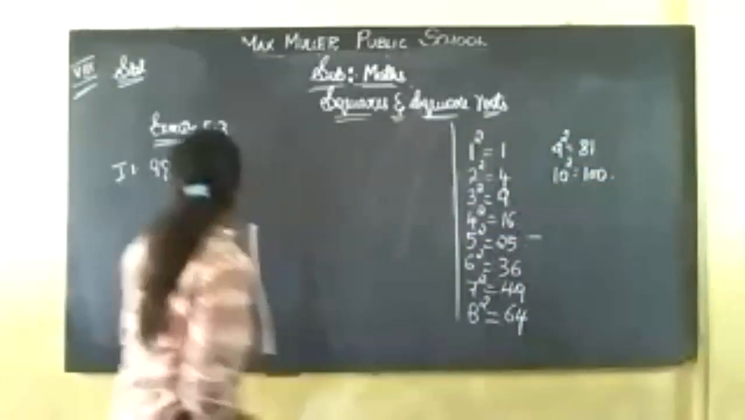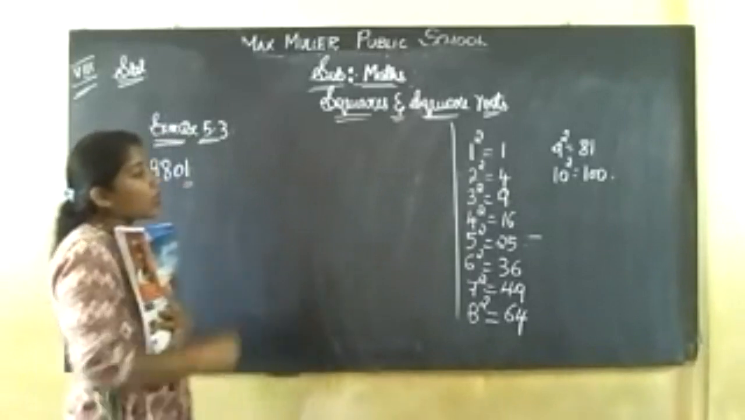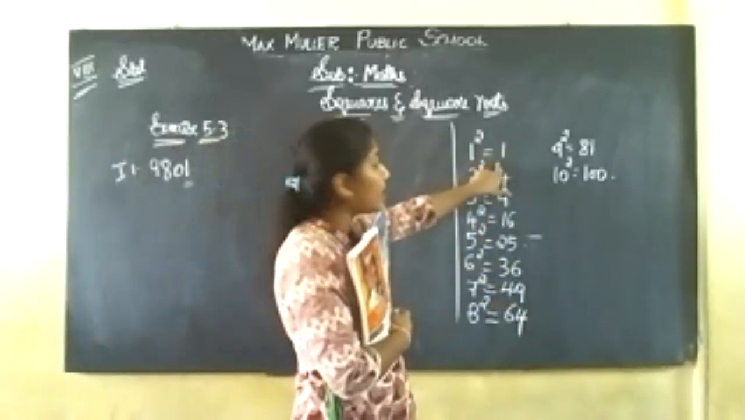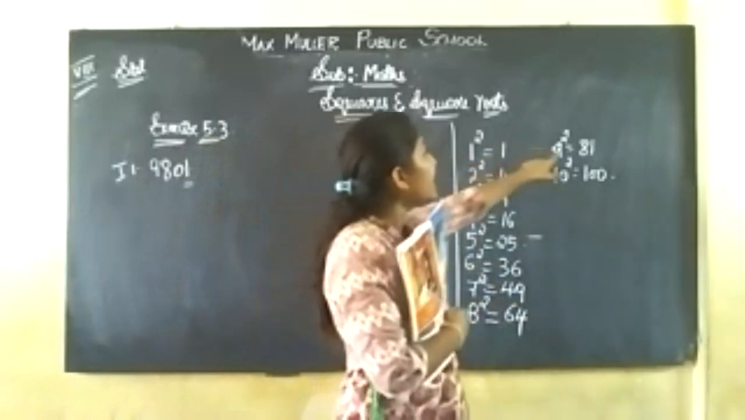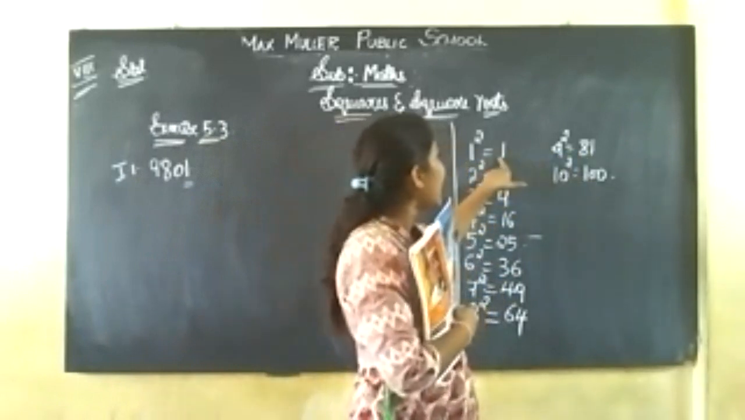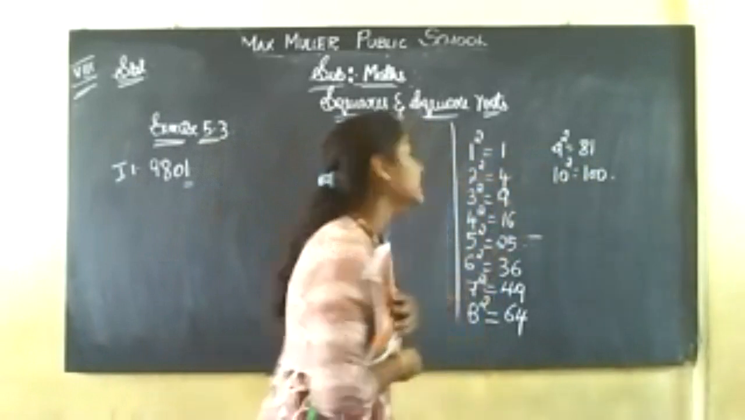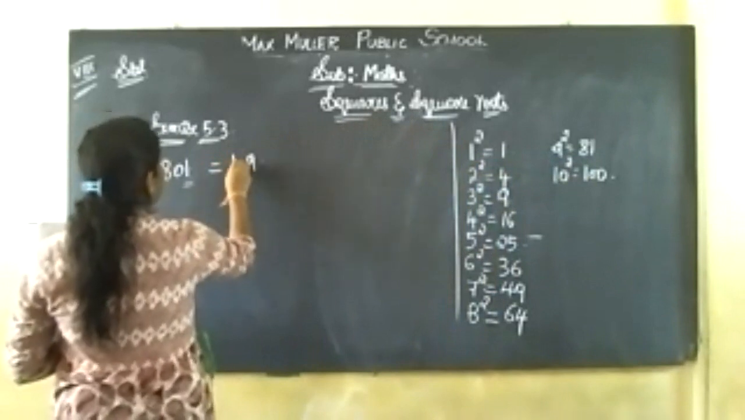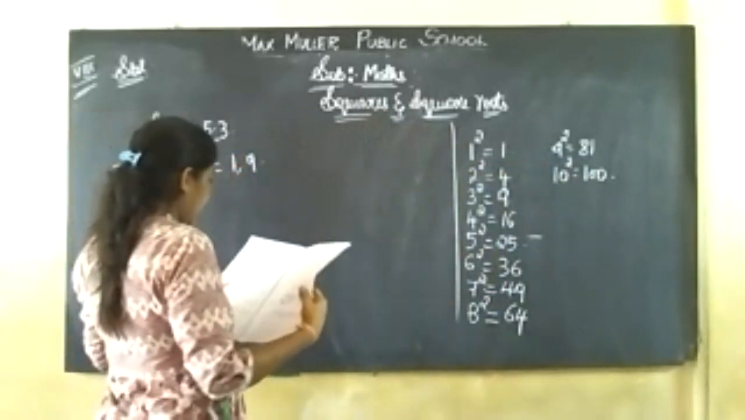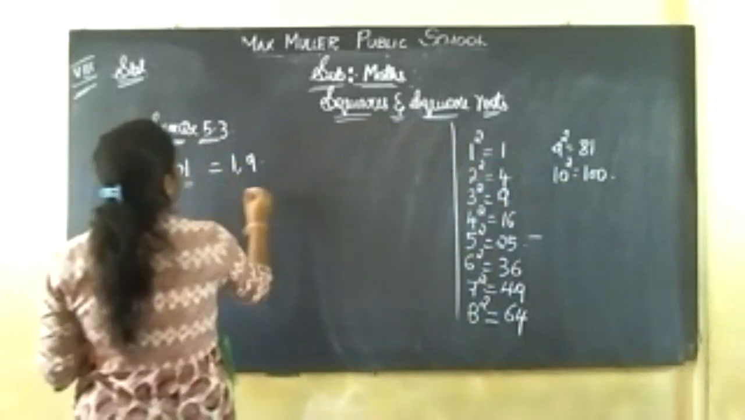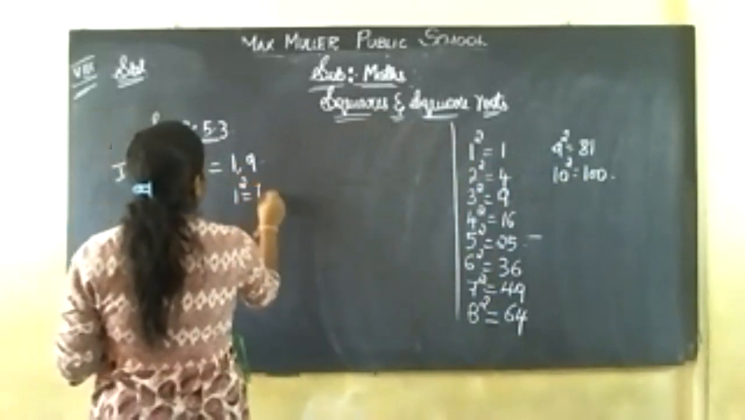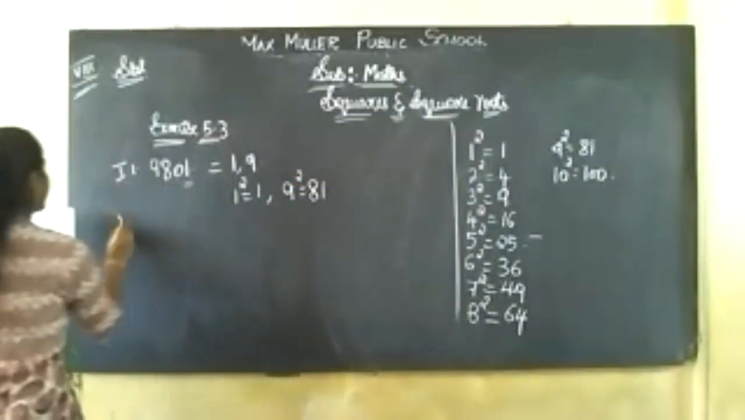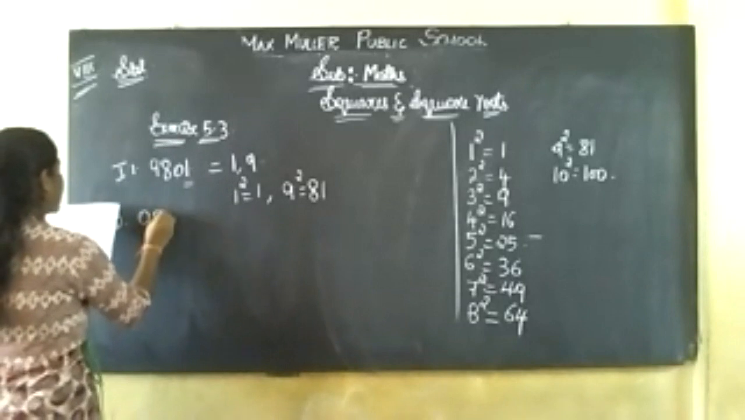So for the last digit ending with 1, which are the square numbers? That is 1 and 9, 81, and here 1 square is 1. So you have to write 1 and 9. 1 square is equal to 1 and 9 square is equal to 81. Now we'll go to the next number.